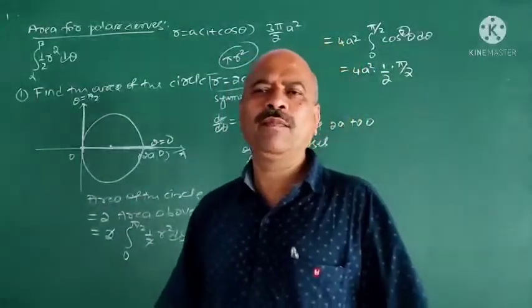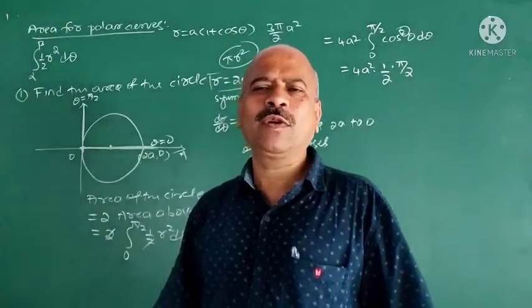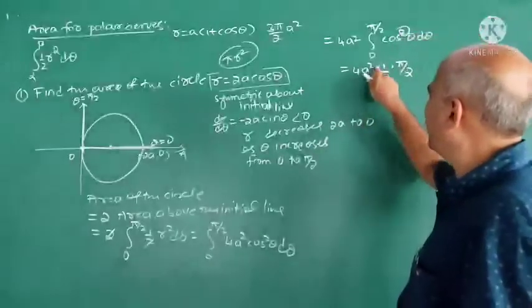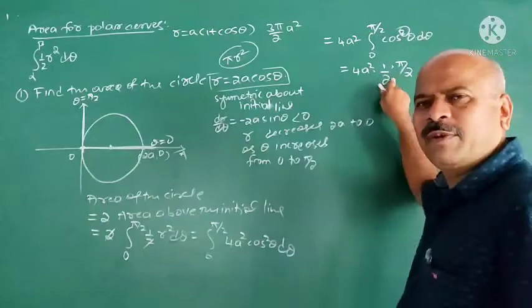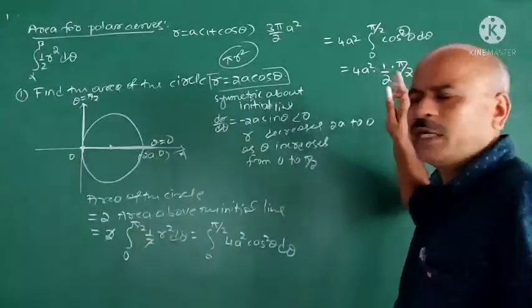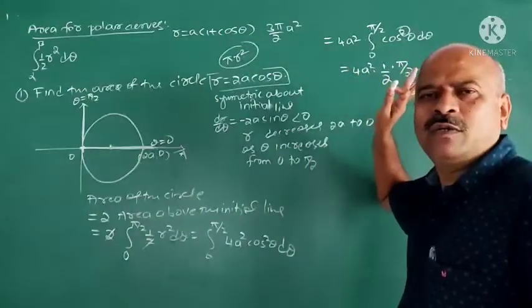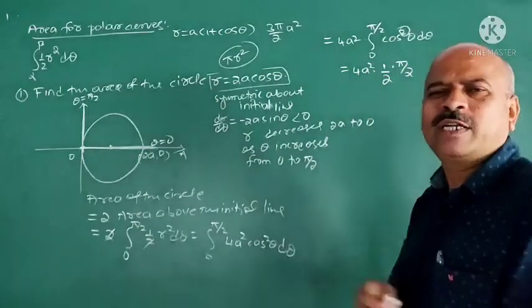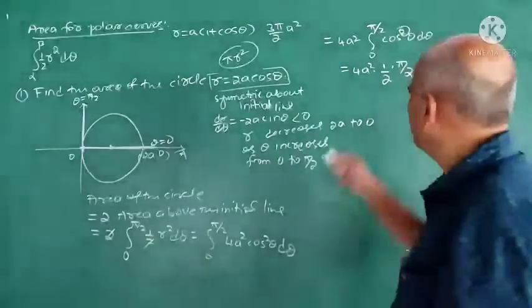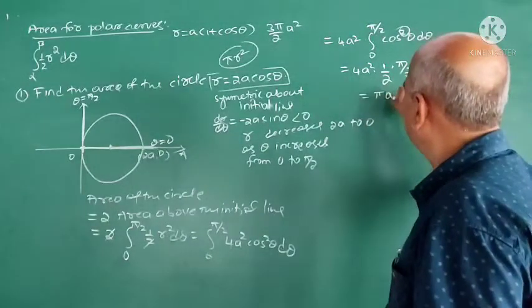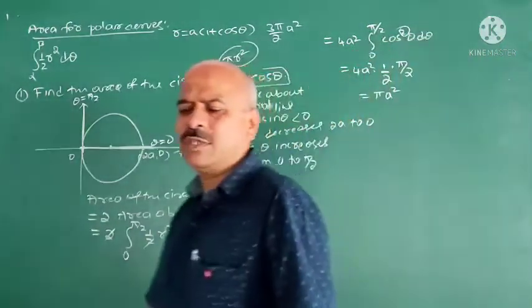2 is even. The formula starts from this. The factor starts from n minus 1 by n, n minus 3 by n minus 2 and so on. If n is even, it is multiplied by pi by 2. Otherwise, the last factor will be 2 by 3. So, it is pi a square. This is the area of the circle.